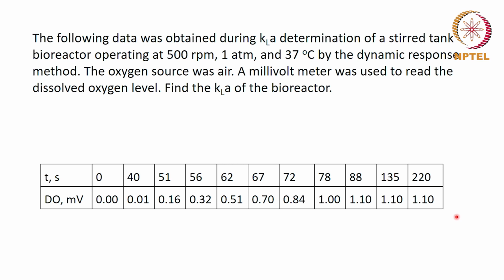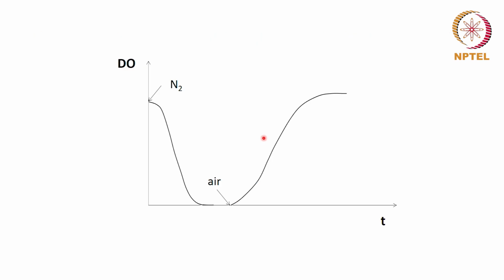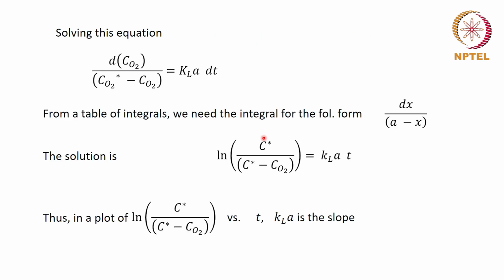So the data that is given is the time in seconds versus dissolved oxygen in millivolts. So this is proportional to the concentration in either molar or in terms of percentage air saturation, whatever you want. Okay. So you can take this problem. I've already given you the procedure for working this out, right? You plot ln of C star divided by C star minus CO2 versus time and get KLa as its slope. Why don't you try this out on your own?